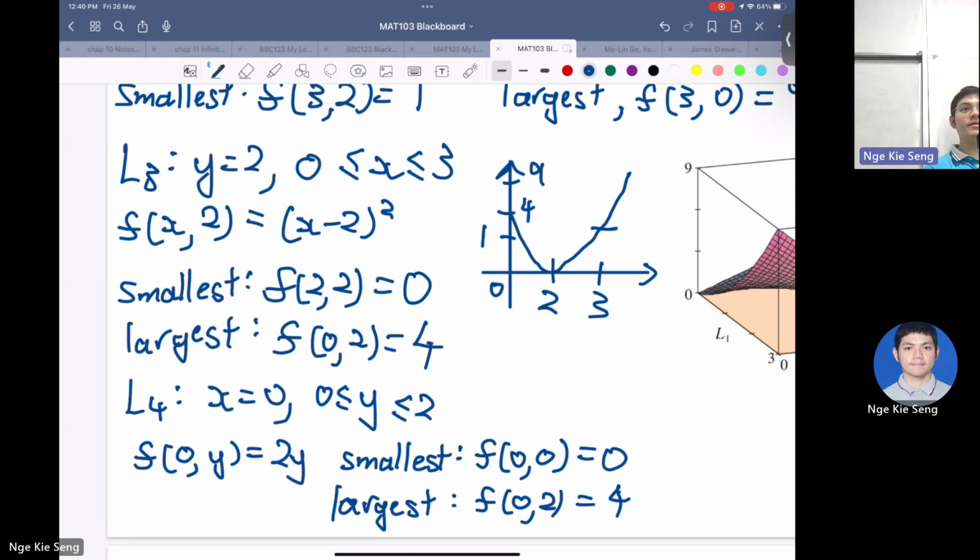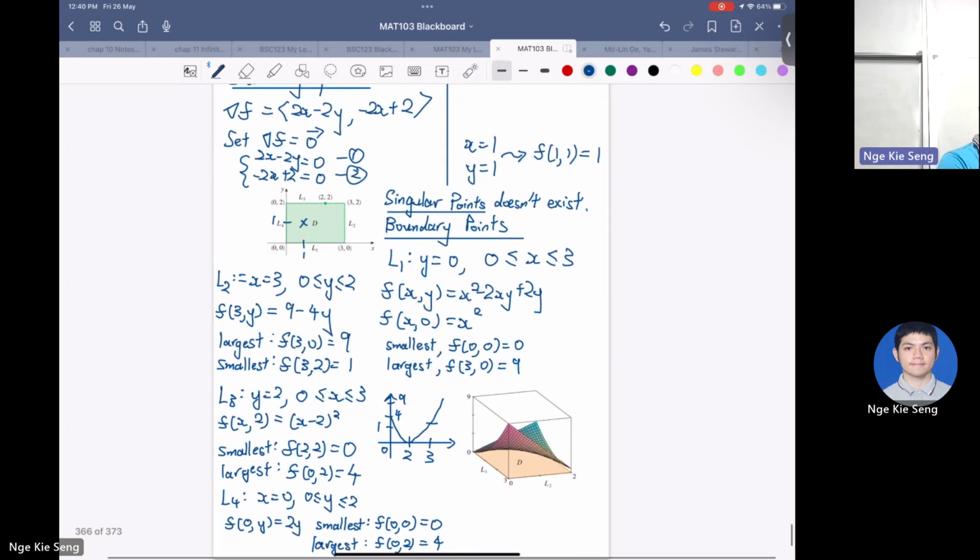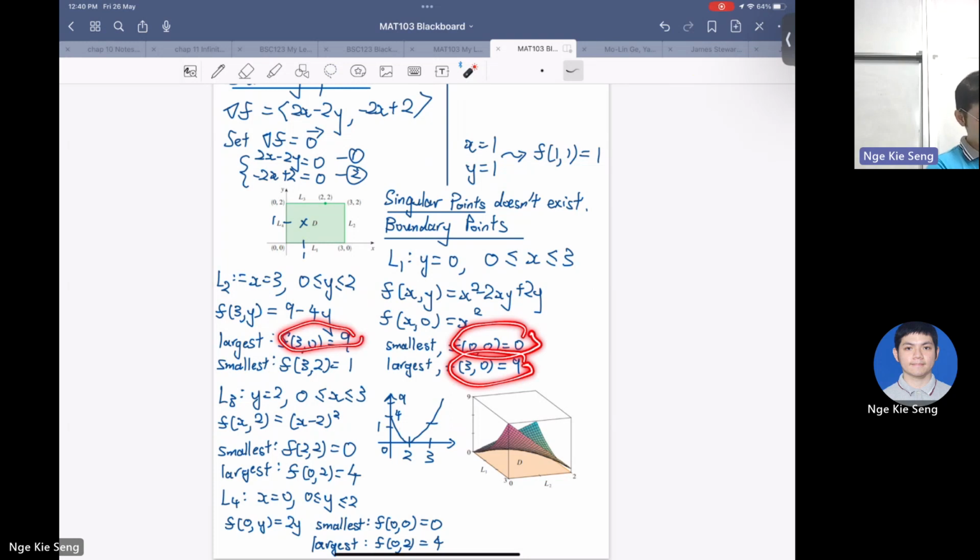Okay, so we have all these points now. Let's check. At (1, 1), we got 1. At (0, 0), we got 0. At (3, 0), we got 9. At (3, 1), we got 9. At (3, 2), we got 1. At (2, 2), we got 0. At (0, 2), we got 4. At (0, 0), we got 0. At (0, 2), we got 4.